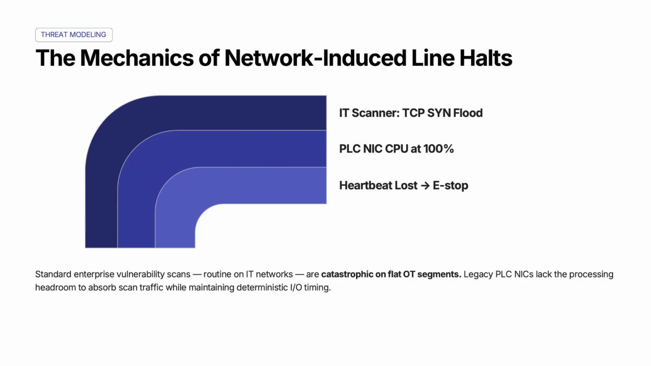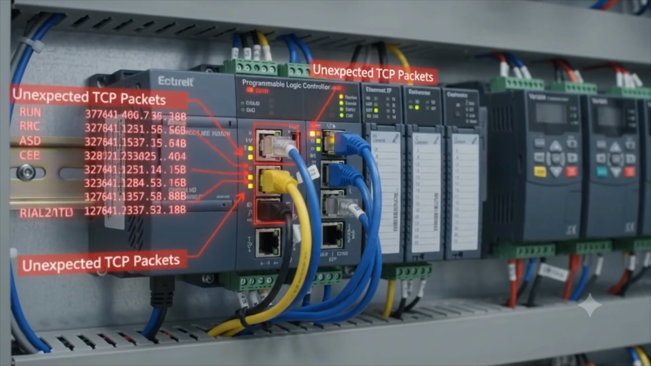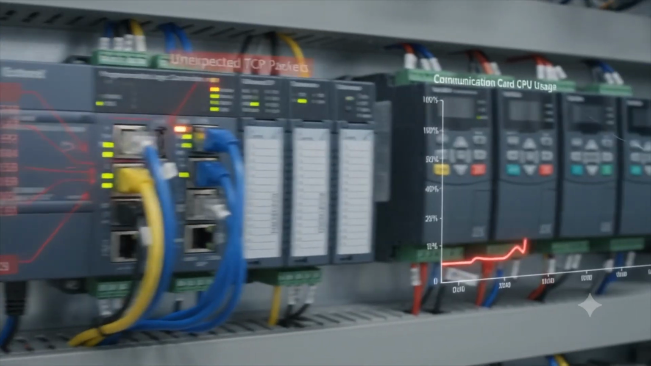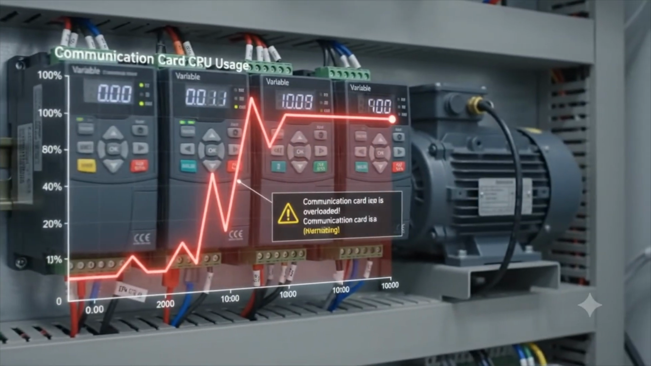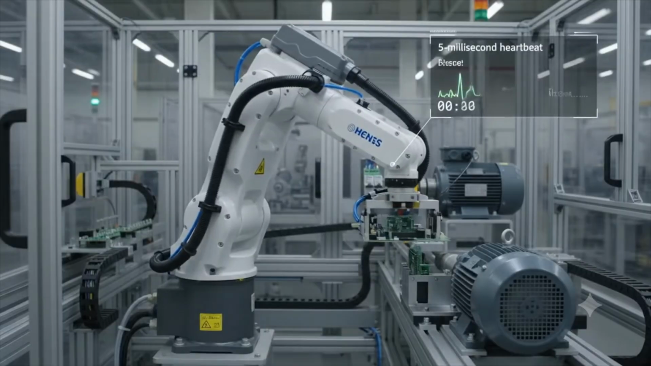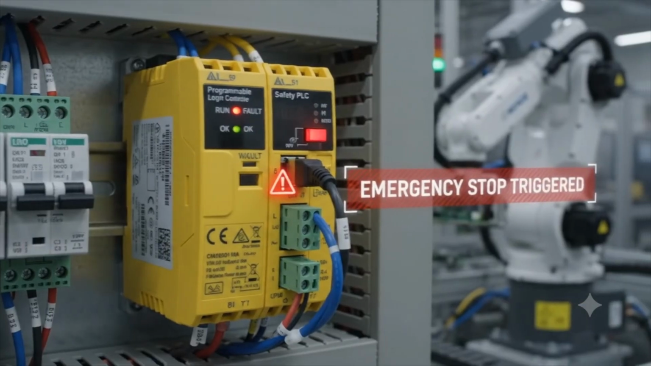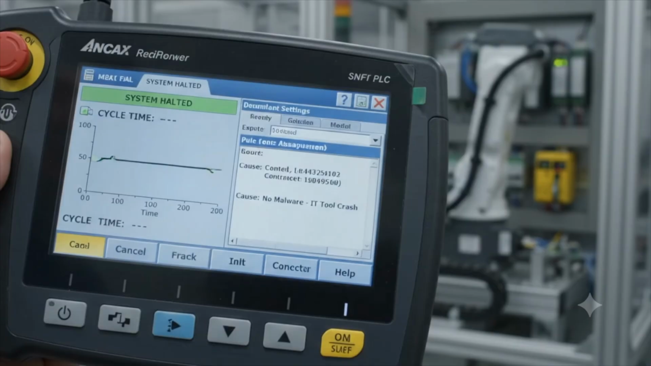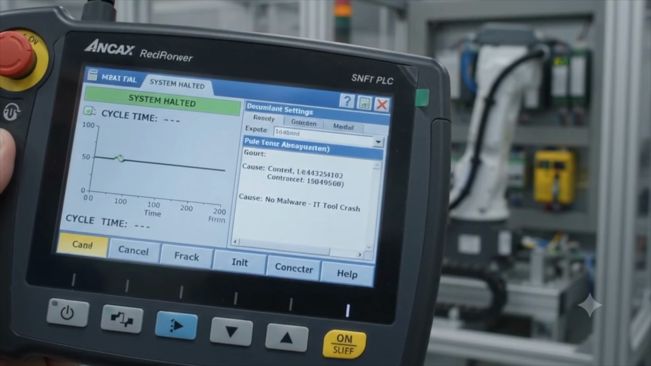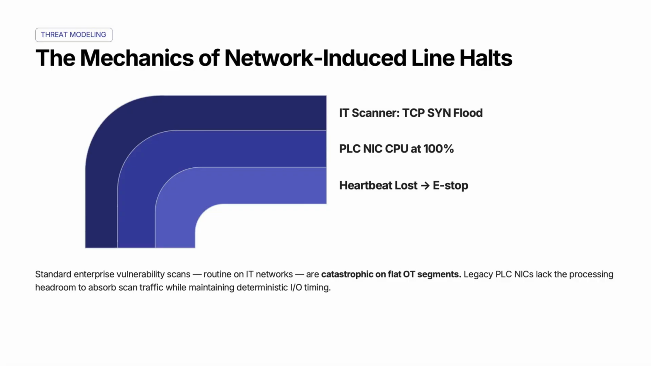Enterprise IT servers can handle thousands of network requests per second. But a legacy level 1 PLC or HMI network card is built with microcontrollers, designed only for lightweight deterministic industrial traffic. When an IT scanner hits that PLC with a flood of unexpected TCP packets, the PLC communication card overloads and hits 100% CPU capacity. The motion controller misses its 5 millisecond heartbeat, the safety PLC triggers an emergency stop, and your automated cell freezes. No malware was involved, just an IT tool crashing an unsegmented OT device.